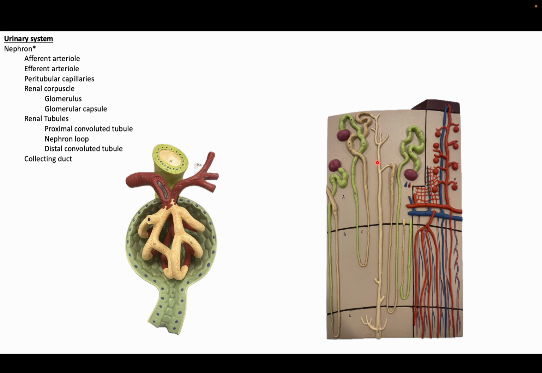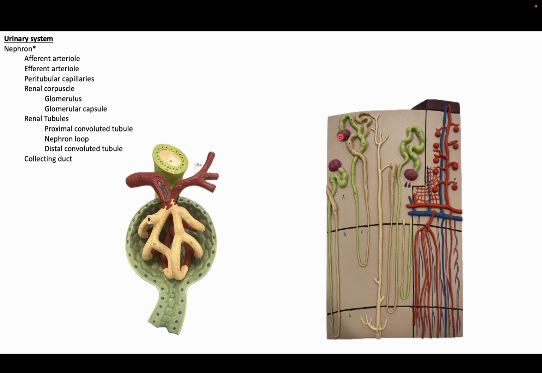So what we see here is a couple nephrons. Essentially, the nephron, we start off with the glomerulus, and the glomerulus capsule, to be precise, is where blood filtration happens. This is the beginning part of urine production.